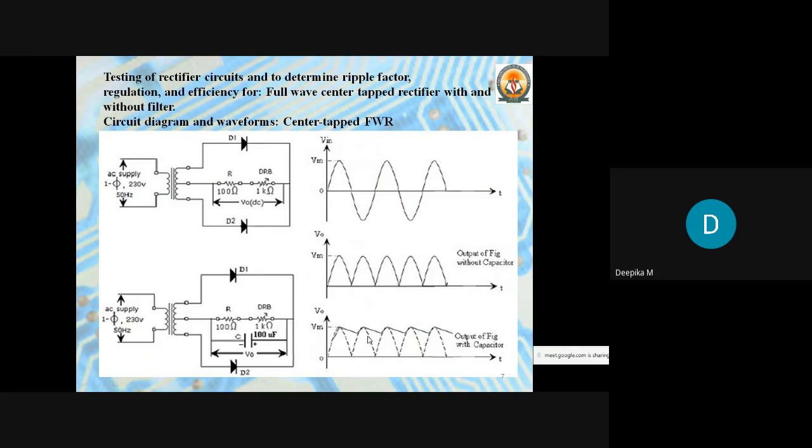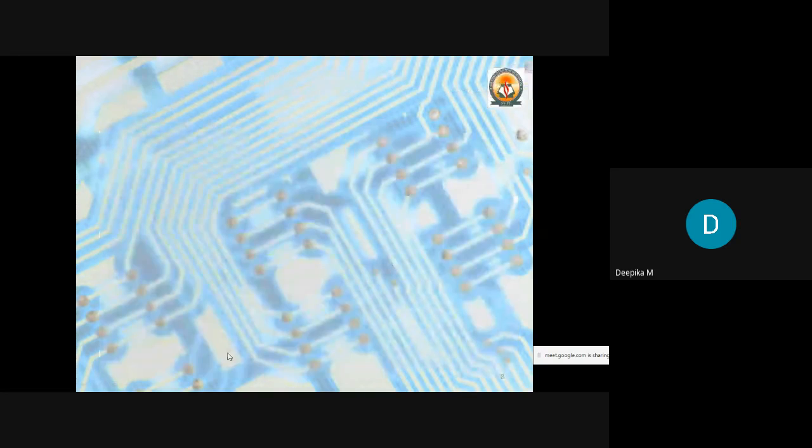So you can see here, if I connect a capacitor of 100 microfarad and the working remains the same, the output will be in this form. Therefore, you are going to get an even better waveform than this type. Okay, so this is nothing but the working of the center tap transformer.